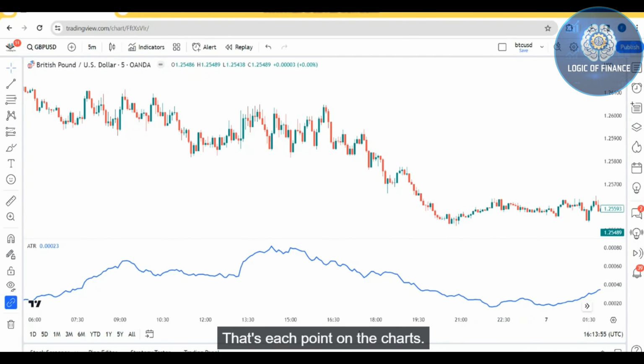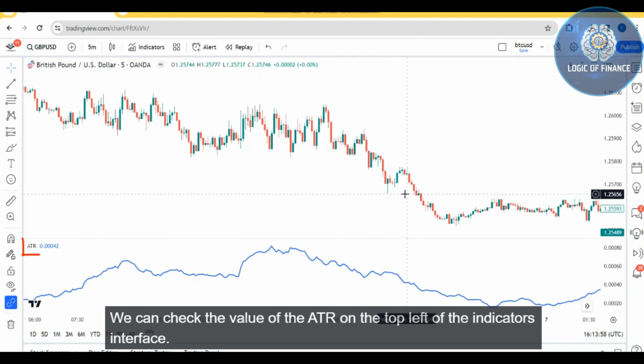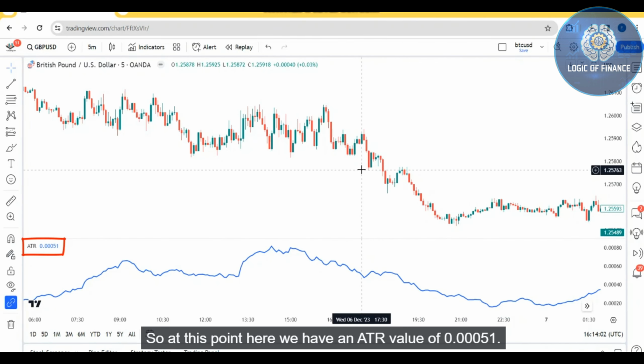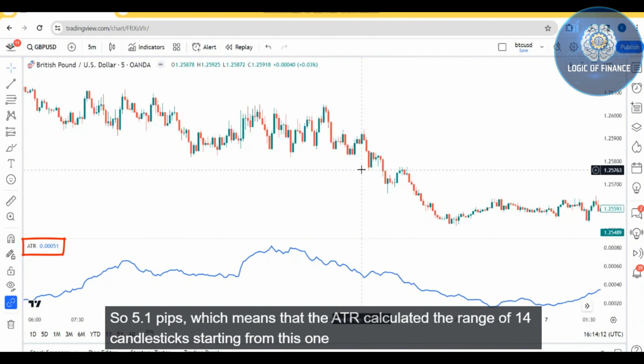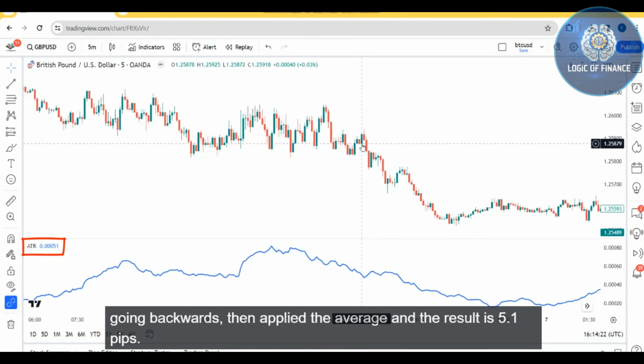At each point on the chart, we can check the value of the ATR on the top left of the indicator's interface. So at this point here, we have an ATR value of 0.00051, so 5.1 pips, which means that the ATR calculated the range of 14 candlesticks, starting from this one going backwards, then applied the average, and the result is 5.1 pips.